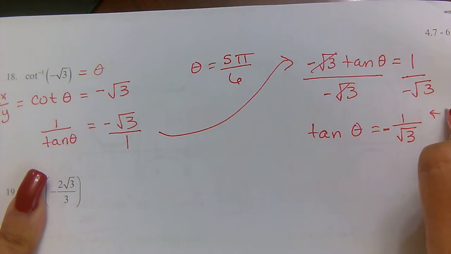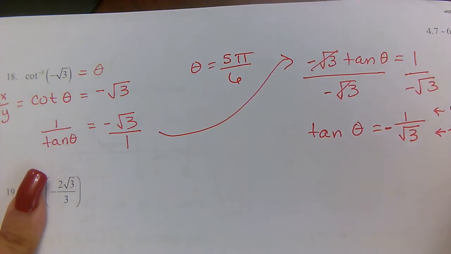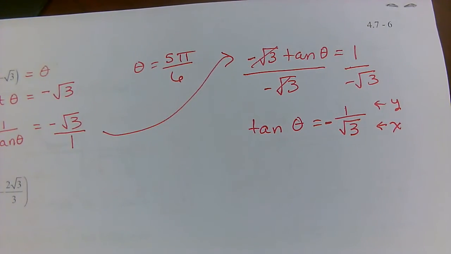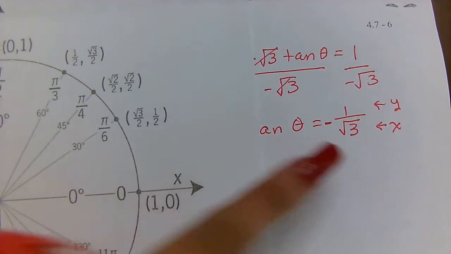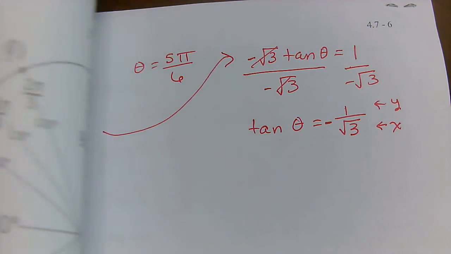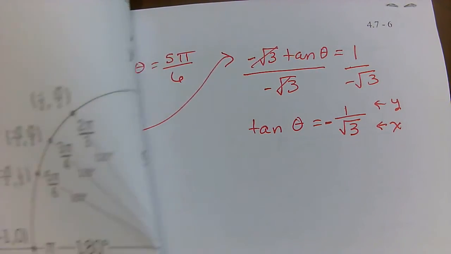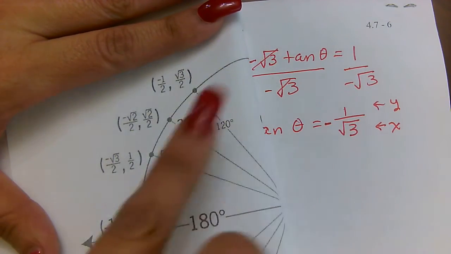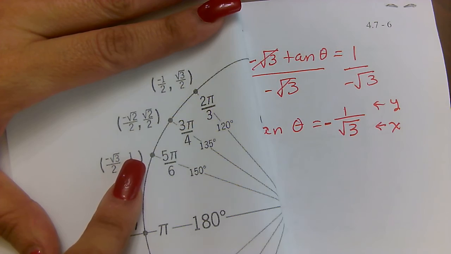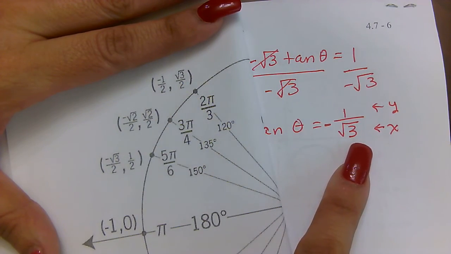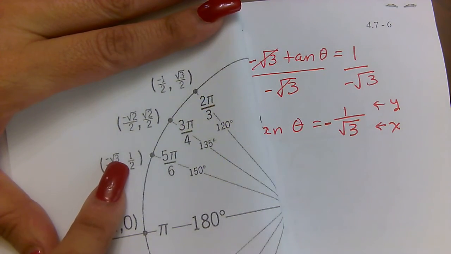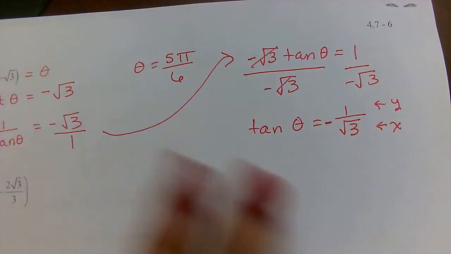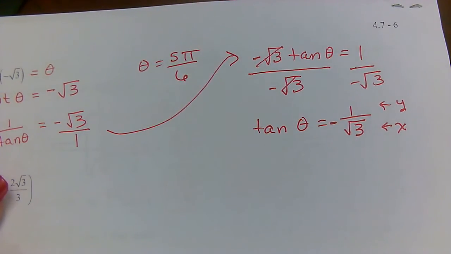Tangent, that means this is y and this is x. Okay, so when you go to your unit circle, you're going to be looking at quadrant 2 because tangent is negative, and you're going to say y has to be positive 1. X is negative square root of 3. It's right here.